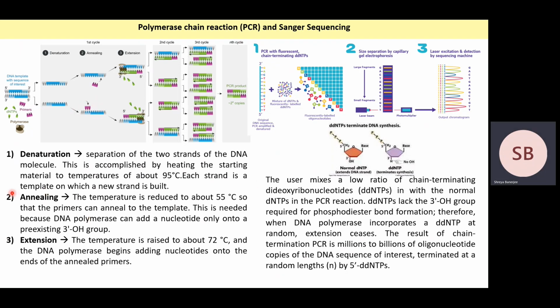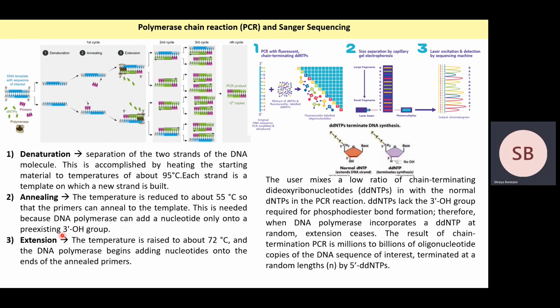The next step is called annealing. In annealing, the temperature is reduced to about 55 degrees Celsius so that a primer can anneal to DNA. So primer is a small fragment of DNA, and it is needed because DNA polymerase can only add a nucleotide if there is a pre-existing 3' OH group.